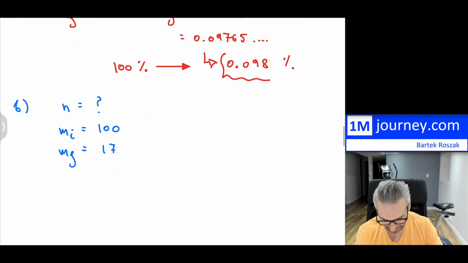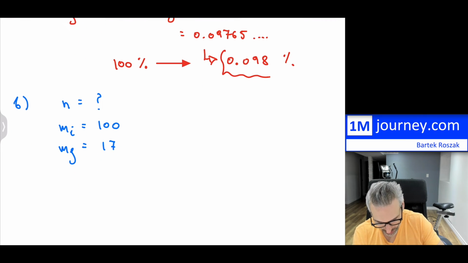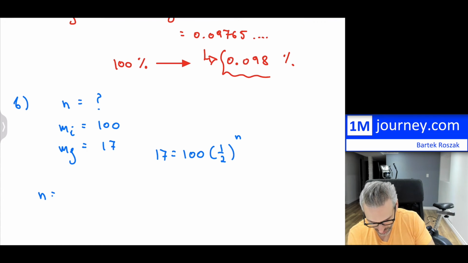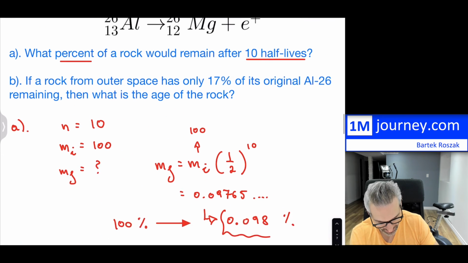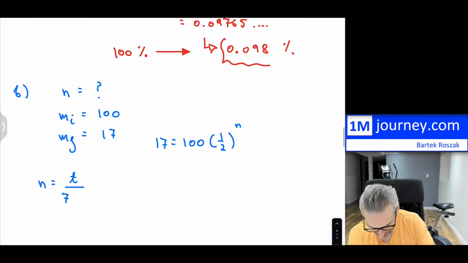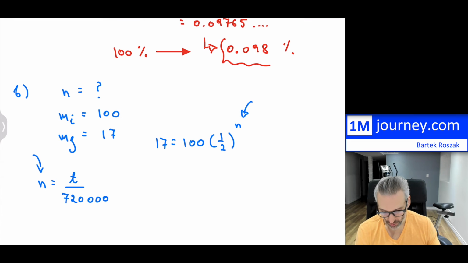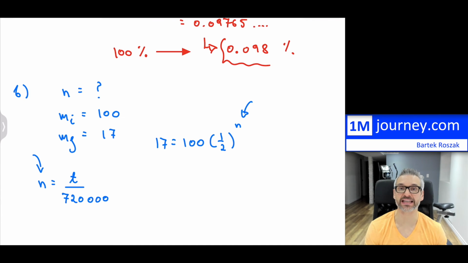So now how do we find this? Because if we take this into our formula, we're going to get M final, which is 17, equals the initial mass times 1/2 to the power N, and we don't know what N is, right? Now, N, of course, is T divided by the half-life. We know what the half-life time is, which is 720,000. So if we can find N, we can substitute it in there and then we can find T, which is how long that would be.